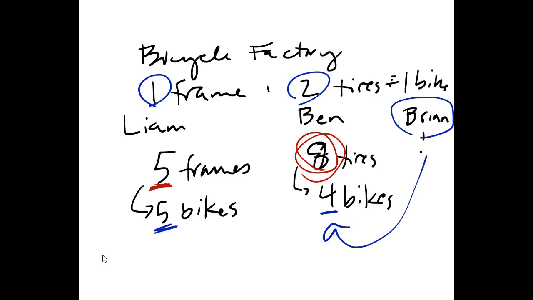So there's going to be a leftover bike frame. Okay, so in this case, the tires are the limiting reactant, and the frames are the excess reactant. And it's clearly not just because of how many there are, but also because of their mole-to-mole ratio, or the ratio of interaction to create the product, 1 bike.